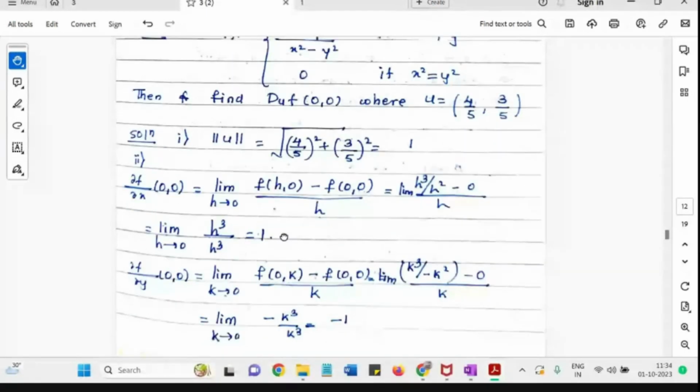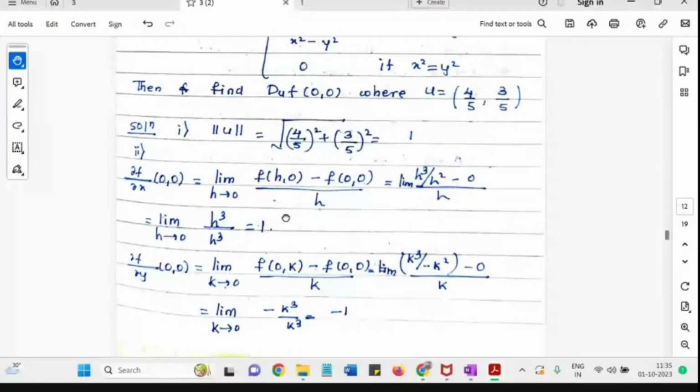Similarly, ∂f/∂y is the limit k approaching 0 of [f(0, k) minus f(0, 0)] divided by k. Substitute the value. This is my function.